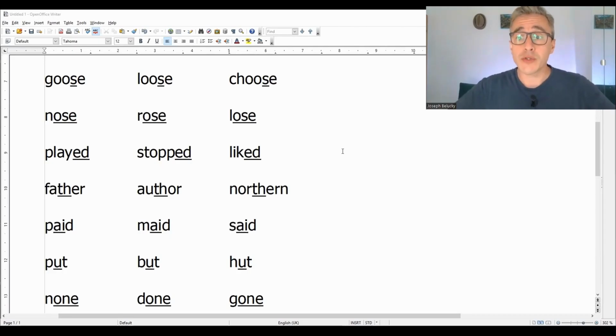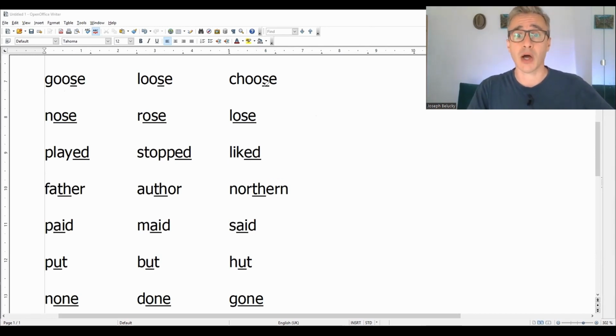This game is called Odd One Out. So odd being the one that's a little bit different. So we're going to work along in lines. So this is the first line. So we have these three words. They all look very similar spellings.